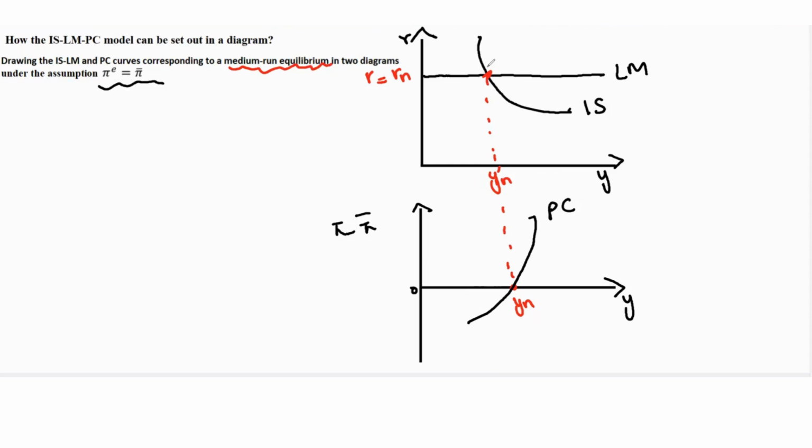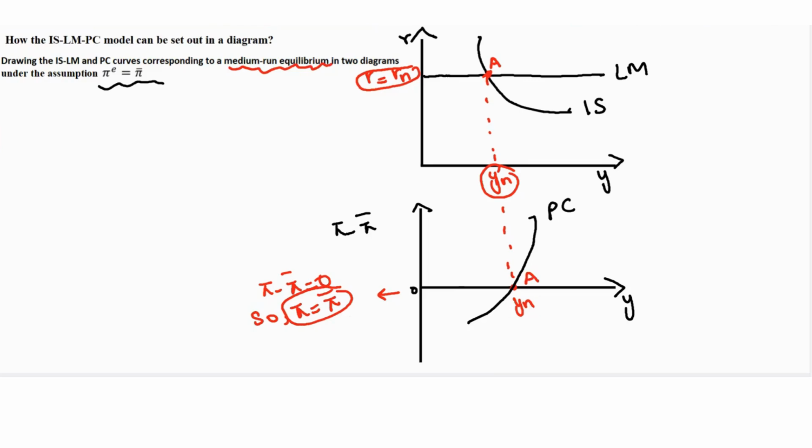So if this is point A over here, the medium run equilibrium, and this is point A over here, we can see that at point A, pi minus pi bar is 0, so pi is equal to pi bar. This means we meet all the conditions of medium run equilibrium: R is equal to Rn, Y is equal to Yn, and pi is equal to pi bar. These were the conditions we had for medium run equilibrium. Output is equal to the natural level of output, inflation is equal to expected inflation, which in this case is just equal to the target inflation pi bar, and the real interest rate is equal to the natural rate of interest.